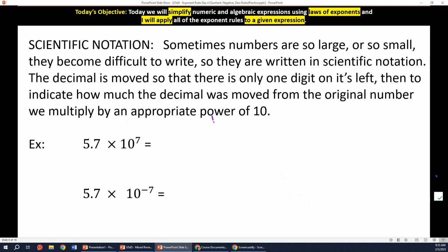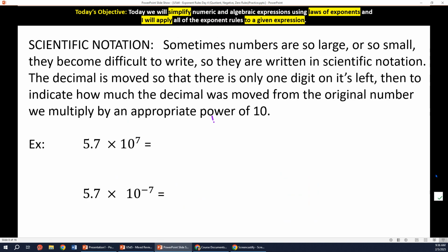All right, let's talk about scientific notation. You may or may not have seen this already in your biology class, or you might have seen it in 8th grade very briefly. So let's talk about what scientific notation is. Sometimes numbers are just so big or so small, they're difficult to write. They have so many zeros attached to them. So they're written in scientific notation.